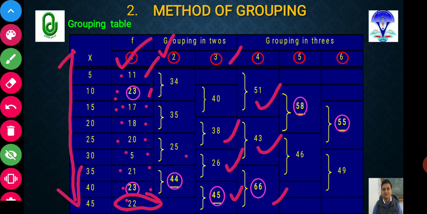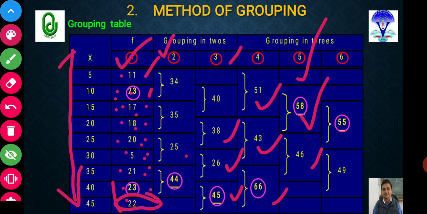In the next column, that is column number 5, what we have to do, we have to again group in 3 but starting from the second value, that is 23 plus 17 plus 18 is equal to 58. Then similarly 20 plus 5 plus 21 is equal to 46. Leave the last two values because we are not getting the third value.